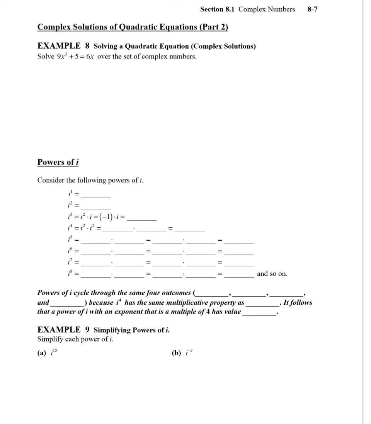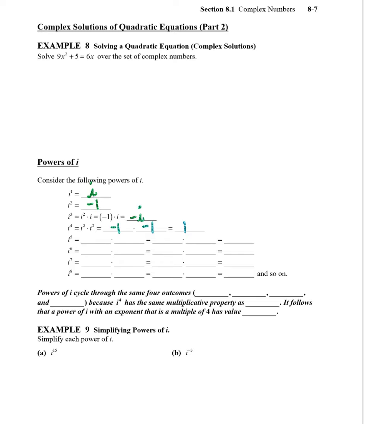i to the first power is just i, and we know i squared is -1. i cubed is the same thing as i squared times i, because if you add the exponents, 2 plus 1 is 3. Replacing the i squared with -1, we have -1 times i, which is -i. i to the fourth is i squared times i squared, and we know i squared is equal to -1, so replace those with -1, and then we get 1.